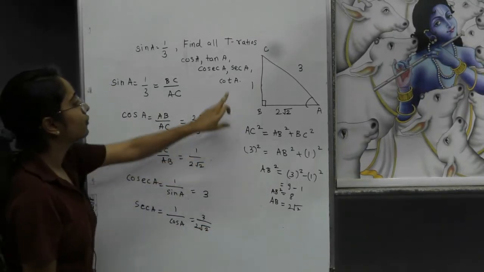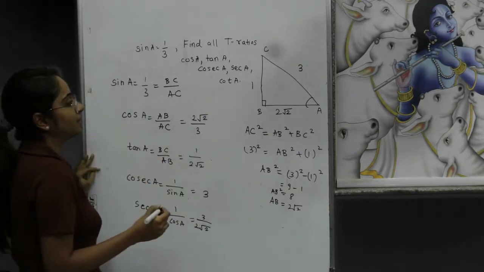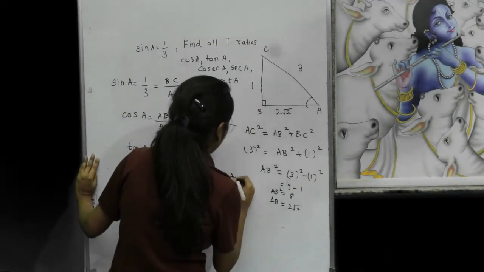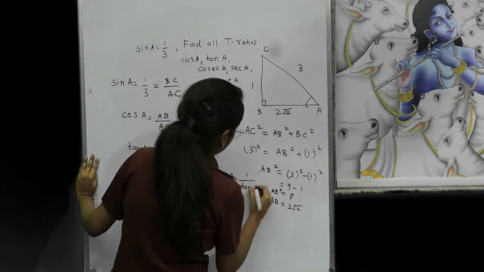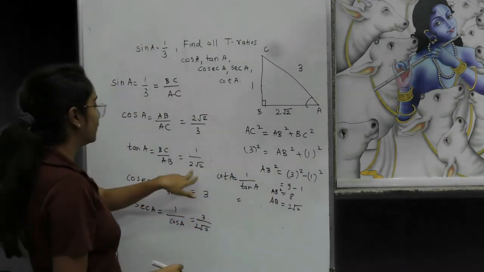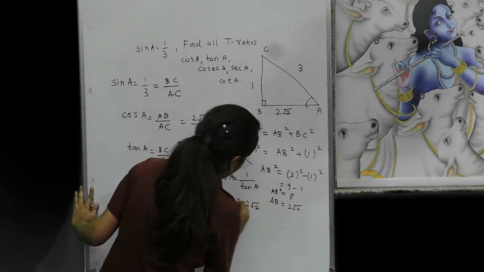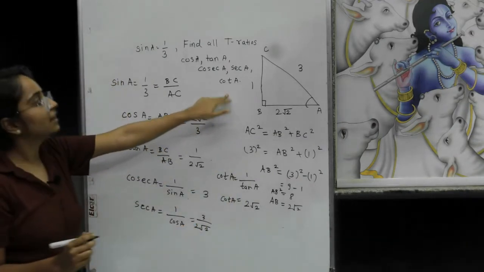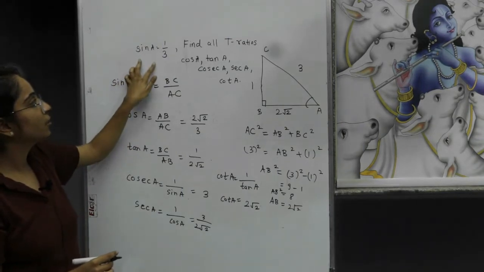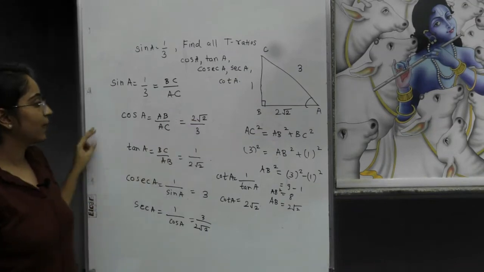Now next we have to find the last value, which is cot A. Cot A is nothing but the reciprocal of tan A. So cot A is equivalent to 1 upon tan A, which is the reciprocal of tan A, nothing but 2 root 2. So thus now we have obtained the required result, and we have all the trigonometric ratios. Just one trigonometric ratio was given, and we obtained all the values of the trigonometric ratios by solving.